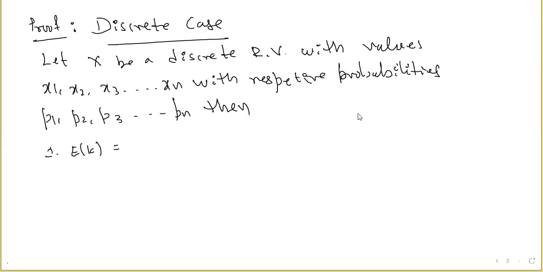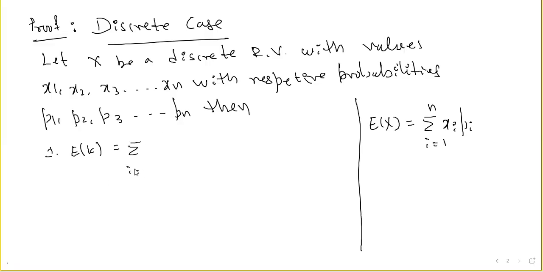So what our definition says? Expected value of x equal to summation i running from 1 to n xi into pi, right? So this is what our definition. Now, according to that, summation i running from 1 to n, instead of x here we have k, so we just take k into pi. This is by definition itself, right?